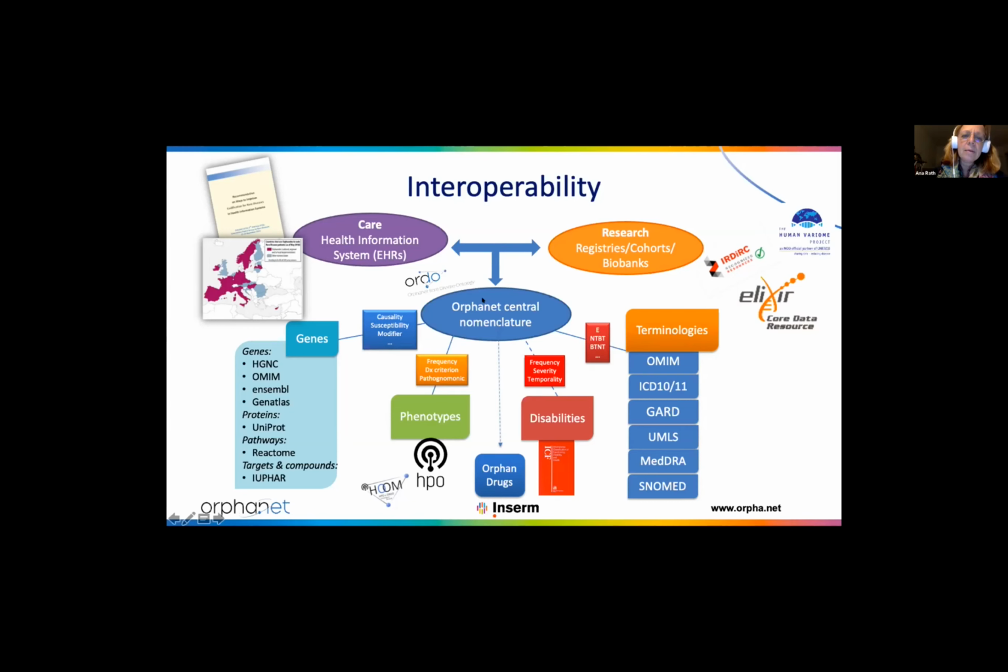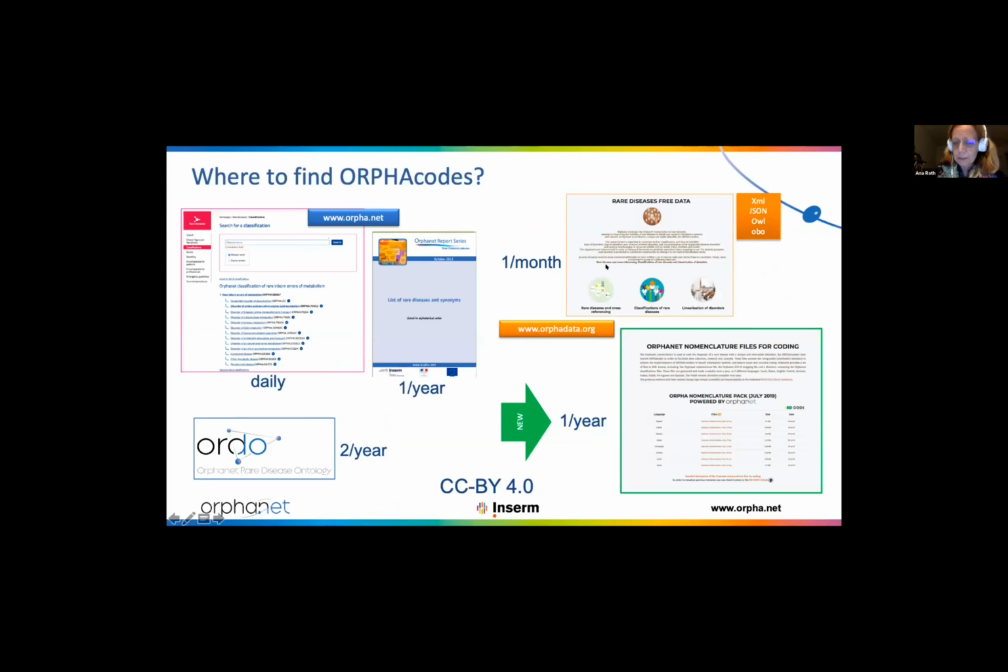And the ORPHANET nomenclature is used in the healthcare setting because it is a recommendation of the European Commission, and in the research setting in registries, cohorts, and biobanks. You can find ORFA codes, of course, on the ORPHANET website. We produce a PDF because it is a useful format for coders once a year. The whole nomenclature is downloadable in ORFA data, and those files are updated every month.